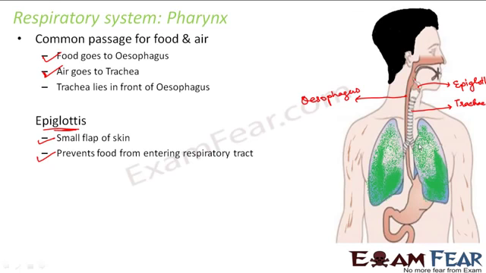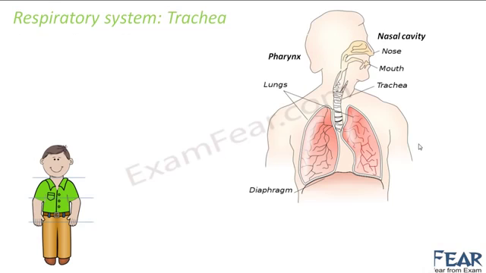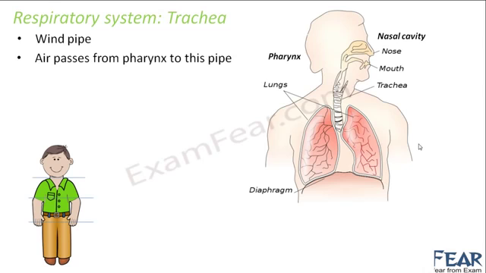Clear? Okay. So now let us talk about the trachea, that is the windpipe. This is the pipe which is going to carry the air from the pharynx. Air passes from the pharynx to this pipe. So the air entered our body through the nostrils, then it went to the nasal cavity, from there it went to the pharynx, and from the pharynx it came to the windpipe or trachea.